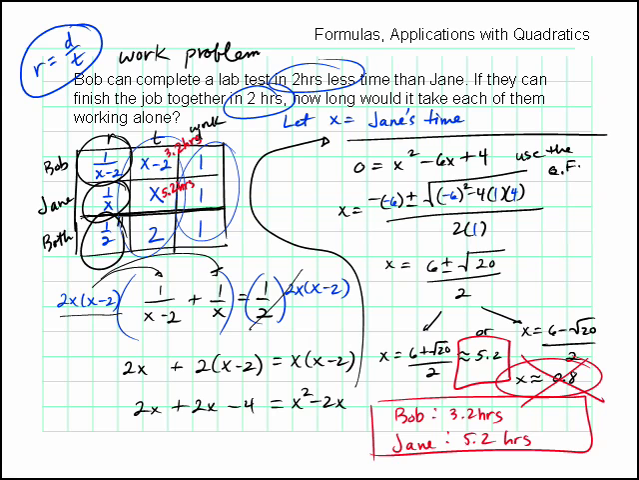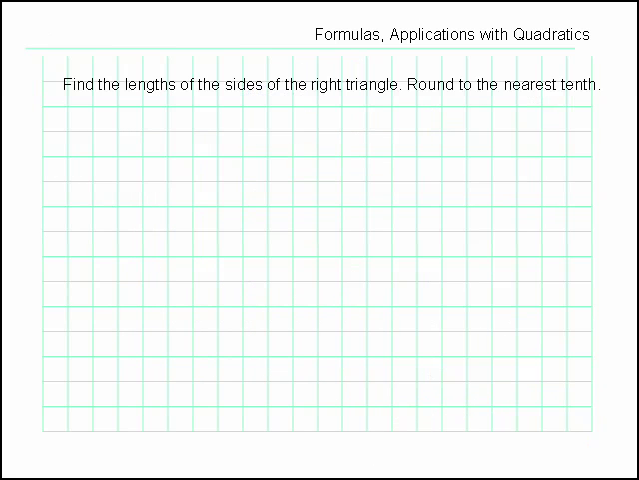Okay, let's look at another application now. Find the lengths of the sides of the right triangle, rounded to the nearest tenth. Our right triangle has sides x, x plus 1, and x plus 4 there. I forgot to write it in ahead of time. So I have to find x in order to find the sides of this right triangle.